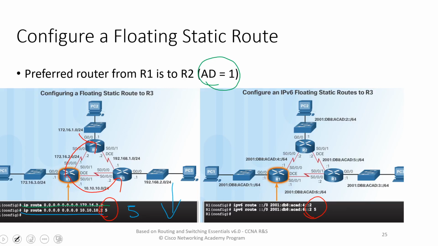So it is less prioritized, since 5 is greater than 1. In that case, it will not be chosen as long as the other one is active. When that link is no longer active, then this link will be chosen. So that is how we configure floating static routes, and it is very similar between IPv4 and IPv6.